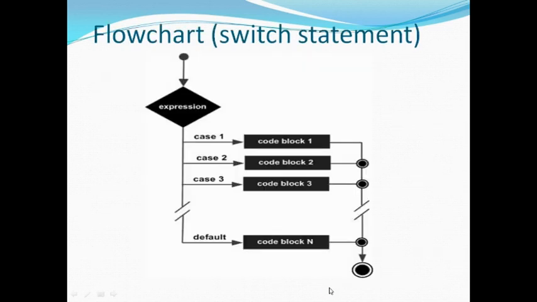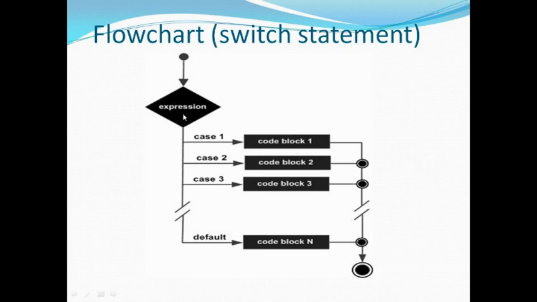Now let us see how to write the flowchart for the switch statement. First we write the expression or test condition, and next we write the different cases and the code in front of each case. Suppose this expression is matching with case 1, then the control will come to only that particular case and execute only that particular block, followed by other statements.